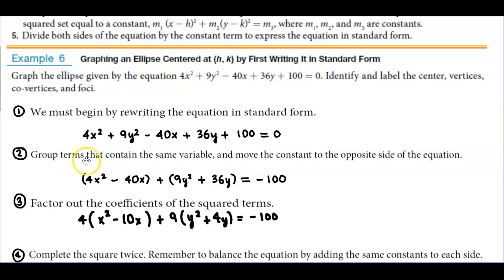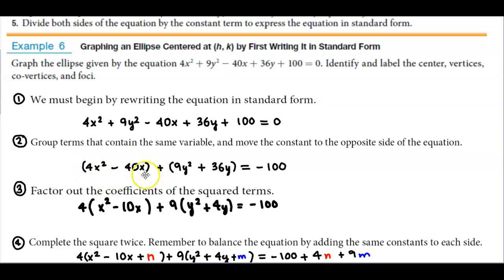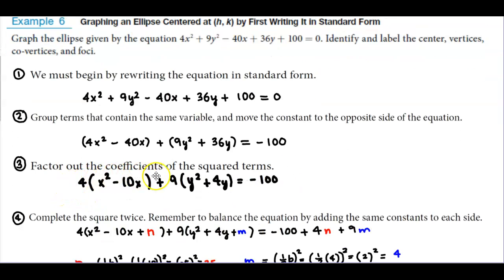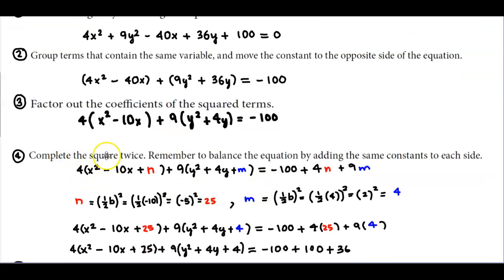We're going to group terms that contain the same variable and then move the constant to the opposite side of the equation. So we've grouped 4x² − 40x together plus 9y² + 36y, and then we subtracted 100 from both sides. In step 3, we're going to factor out the coefficients of the squared terms. So the x terms we can factor out a 4, and we're left with x² − 10x. The y terms we can factor out a 9, and we're left with y² + 4y, which is equal to negative 100. And now in step 4 we have to complete the square twice. And remember to balance the equation by adding the same constants to each side.